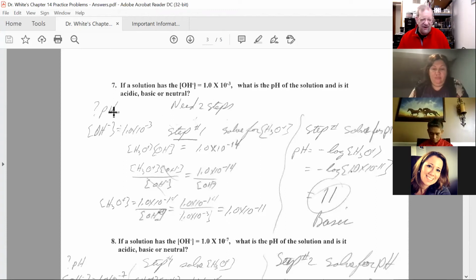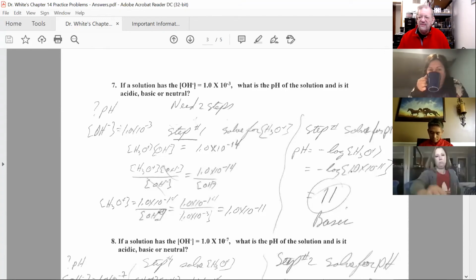Am I done? No, I'm trying to find a pH, but now I have the hydronium, and therefore I can move us over here. And second step, solve for pH. pH is minus the log of hydronium. That's minus the log of 1.0 times 10 to the minus 11th. Therefore, the pH is 11. That's above 7. It's basic.